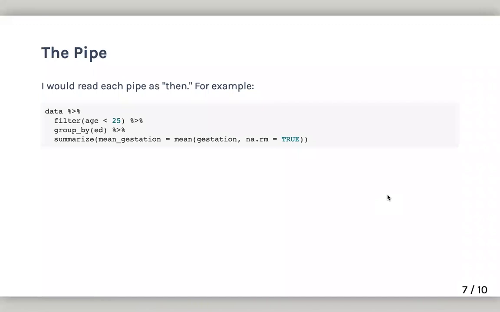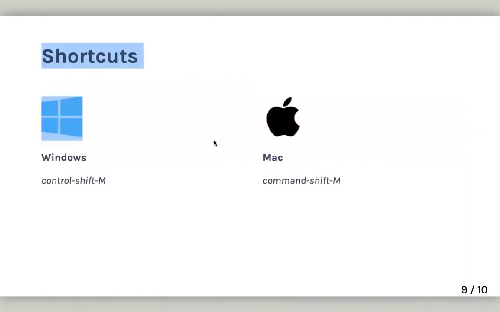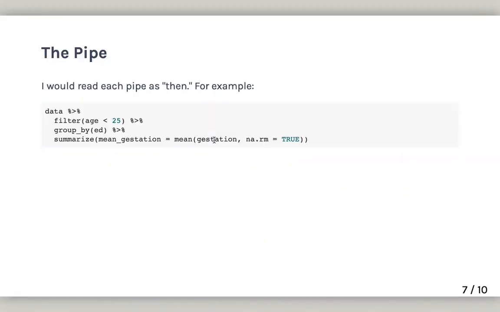A common thing from Tidyverse is the use of the pipe. I will read each pipe as if I'm using the word "then." And a pipe is this section over here. Oh, of course, I went way over. It's the percent, greater than, percent. That's a pipe. That's what we call a pipe.